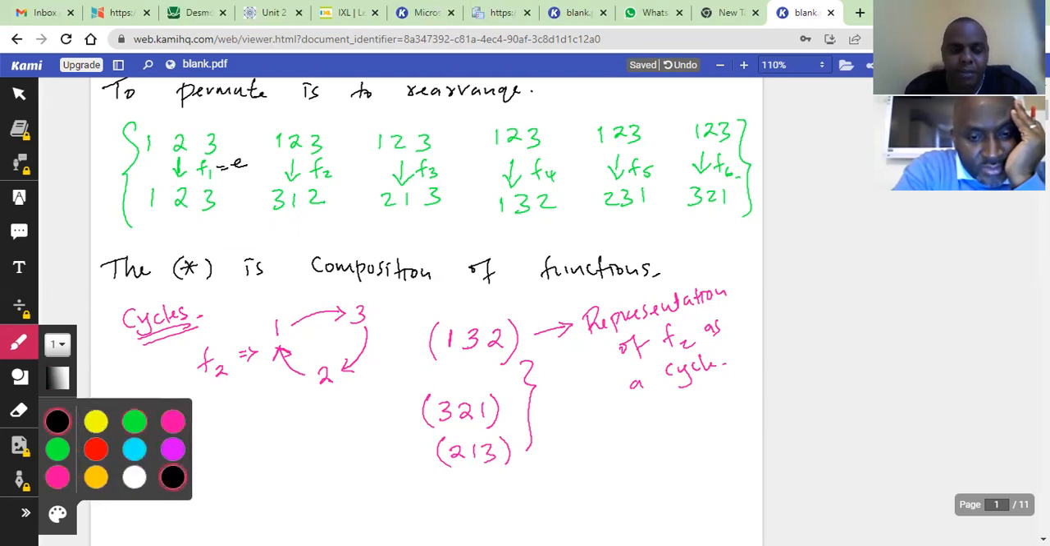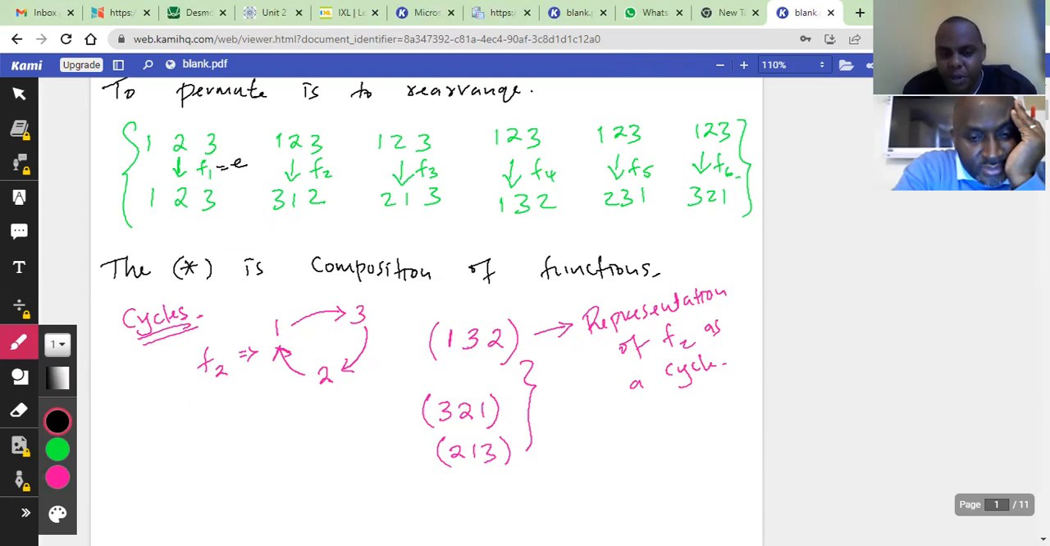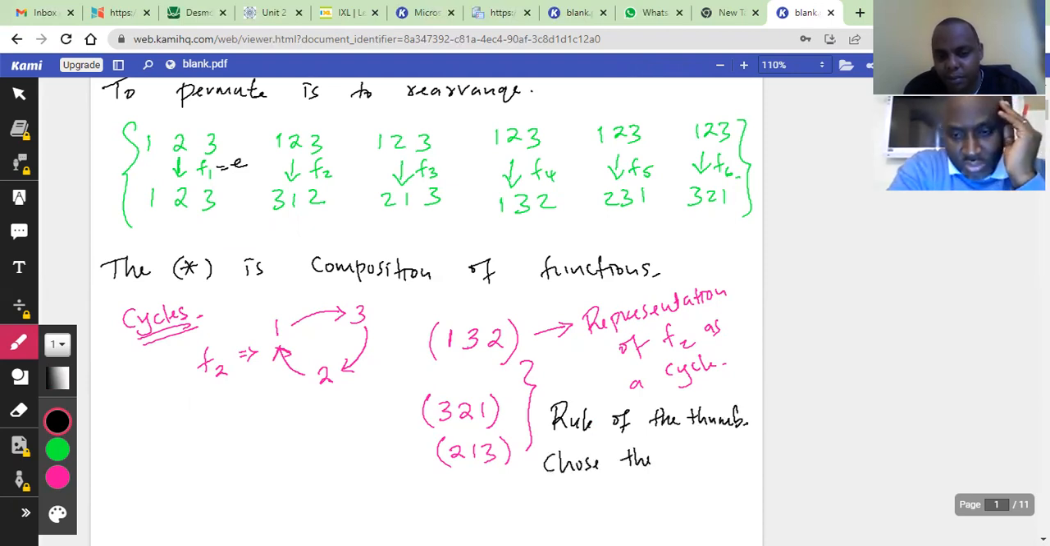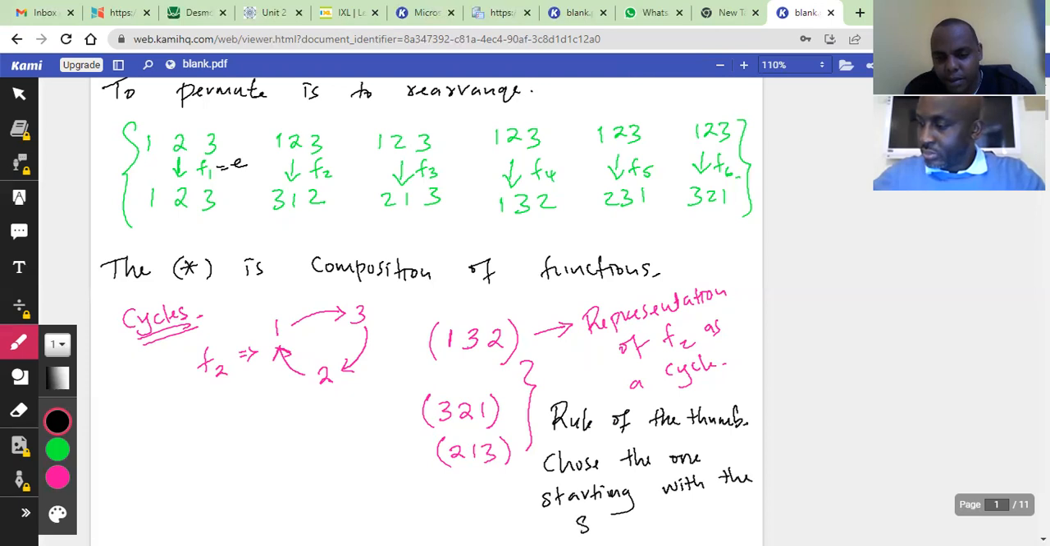So that is why whenever we are creating a cycle representation of one of the functions, we usually follow a rule of thumb. Because we have so many representations, choose the one starting with the smallest number.